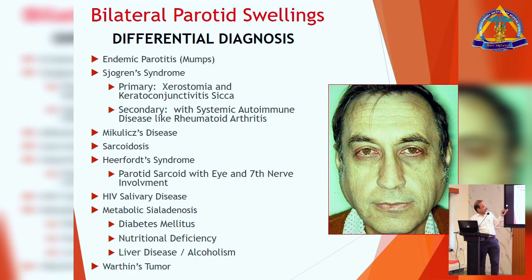This is epidemic parotitis or mumps. Sjogren syndrome, which produces bilateral parotid enlargement, and Mikulicz, all these things are very, very rare. Metabolic sialadenosis, that you must remember. These are common because these diseases are common: diabetes mellitus, nutritional deficiency and alcoholism. In alcoholics, you see bilateral parotid enlargement, which is not pathological. So that is called metabolic sialadenosis: diabetes, nutritional deficiency, alcoholics and CLD.